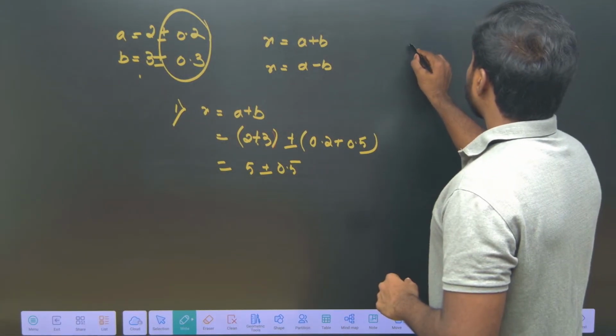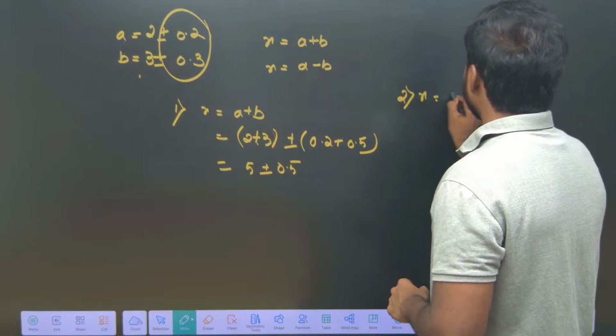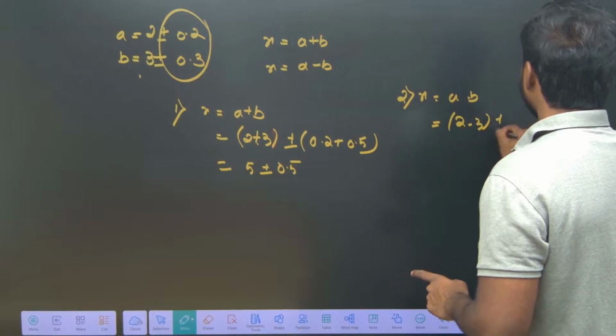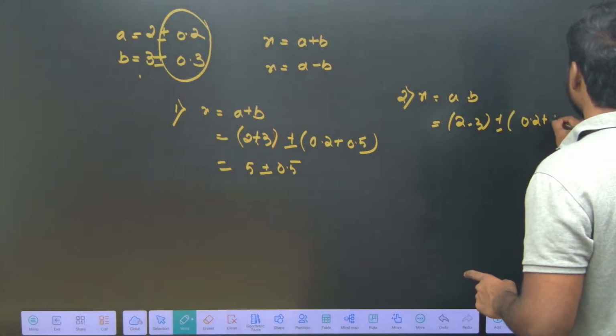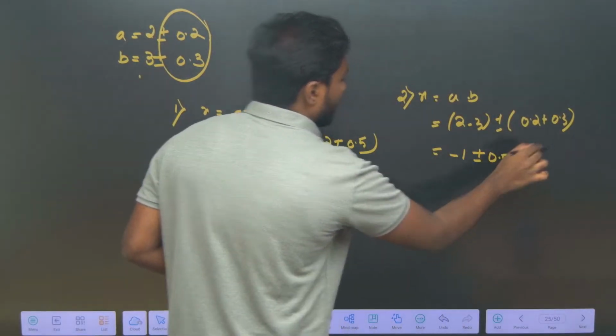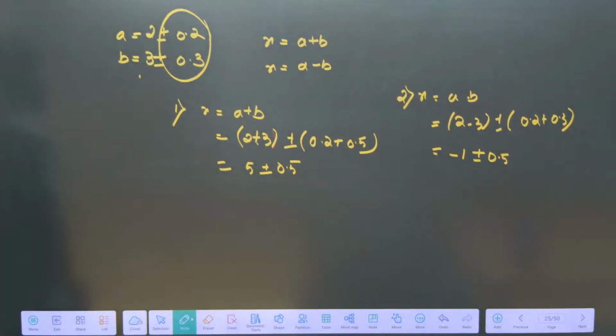Okay. So, second one, x will be equal to A minus B, which is equal to 2 minus 3 plus or minus 0.2 plus 0.3, which is equal to minus 1 plus or minus 0.5. This is my answer for the subtraction.